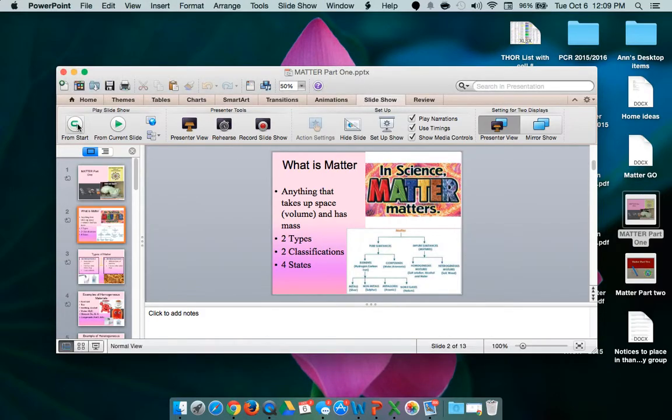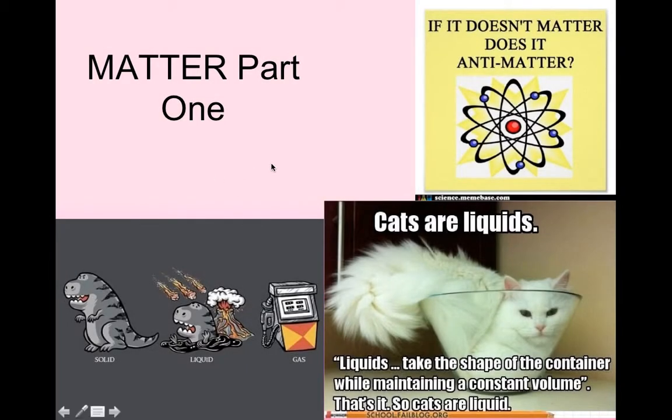This unit, we're going to start with matter, and it's going to be broken up into 2 recordings. So this is part 1. And first of all, the question I want to pose to you is, what is matter? Think about that one. Okay?